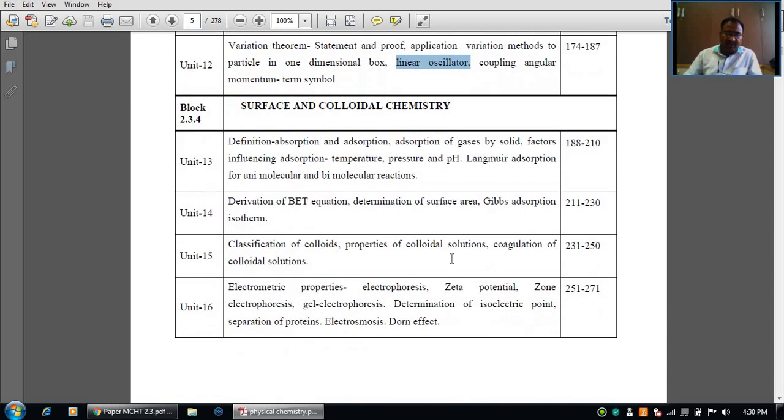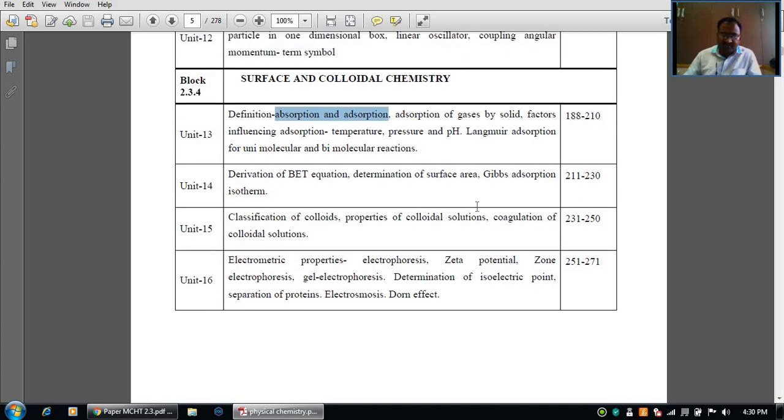The last part, or fourth block: definitions of adsorption and desorption, Gibbs equations, the Gibbs adsorption equation. Know that the Gibbs equation is delta G equals delta H minus T delta S. And coagulation of colloidal solutions, the zeta potential and zone electrophoresis. Generally, these types of questions are asked in the 2-mark questions.